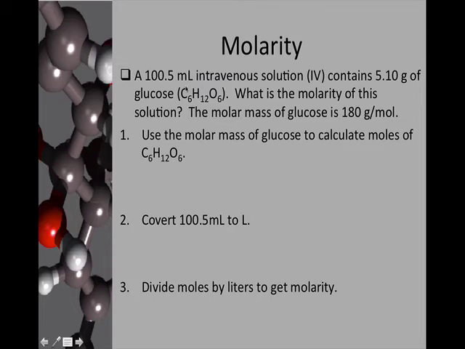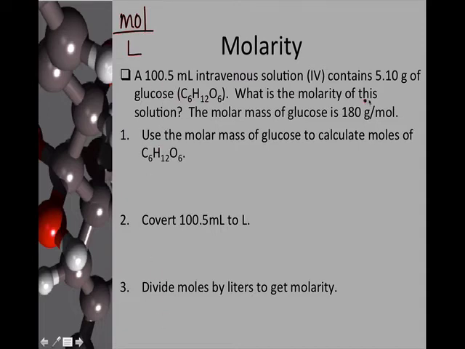Our second question says a 100.5 milliliter intravenous solution, or an IV, contains 5.10 grams of glucose. What is the molarity of this solution? And then they tell us that the molar mass of glucose is 180 grams per mole. Use the molar mass of glucose to calculate the moles of C6H12O6, which is glucose, remembering that we're trying to get moles divided by liters at the end to get molarity.